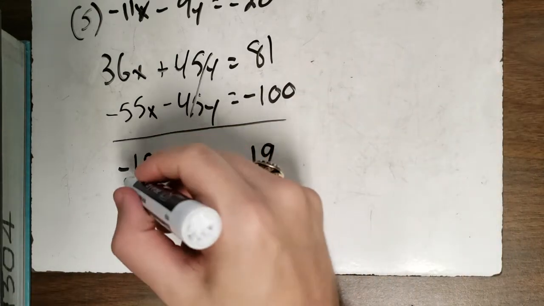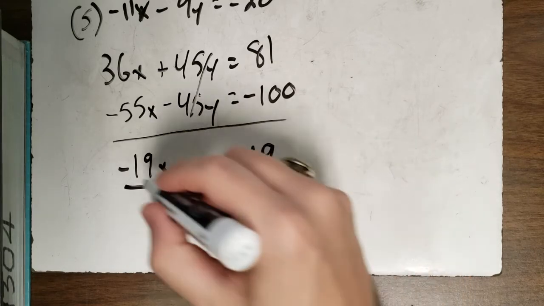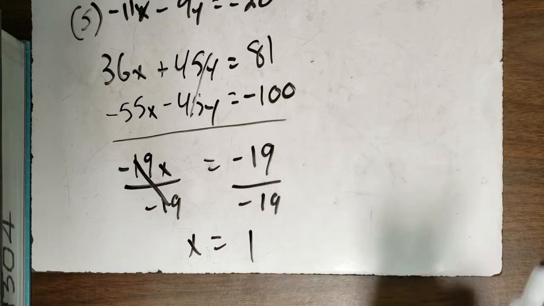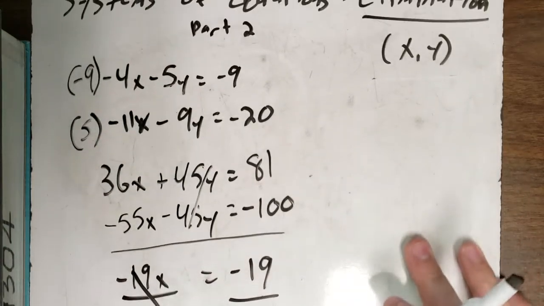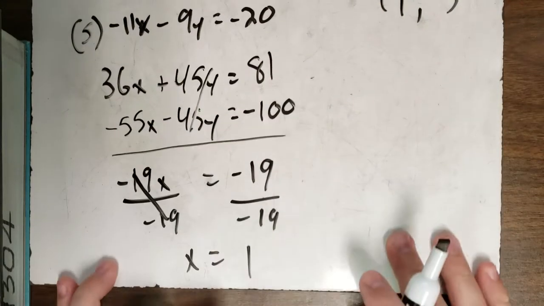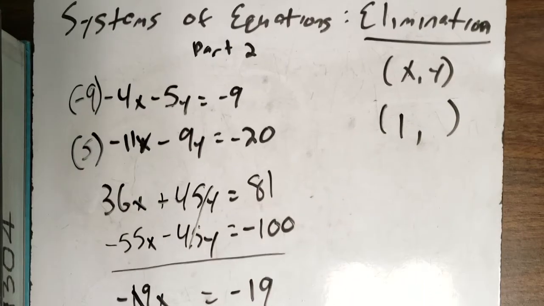Get our x by itself. We divide by negative 19 here. Divide by negative 19 here. That cancels, and our x equals negative 19 divided by negative 19, which is a positive 1. So our x is 1. Okay, that's what we got. So now we take our x.